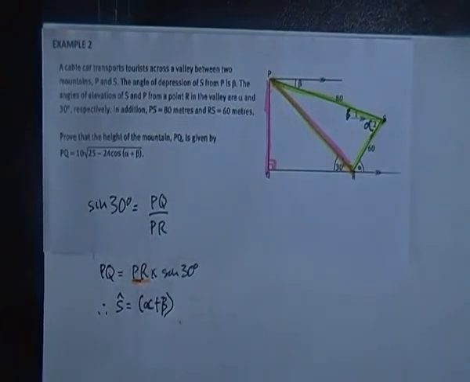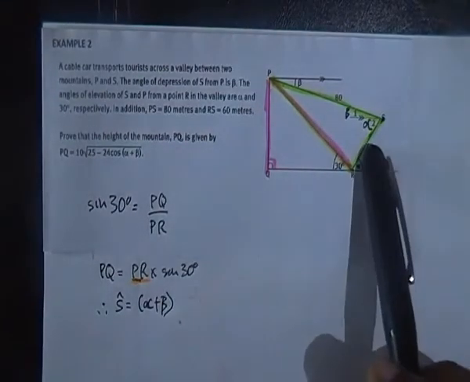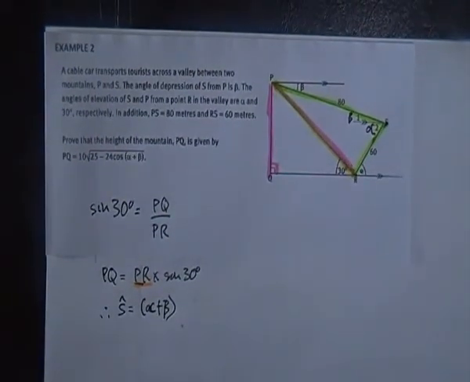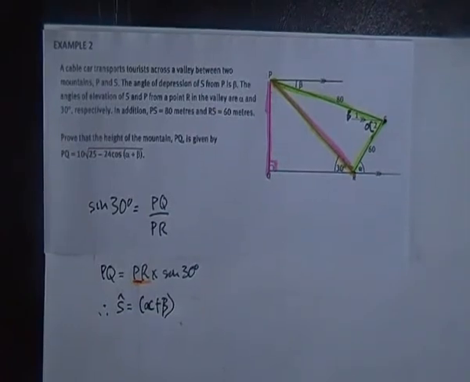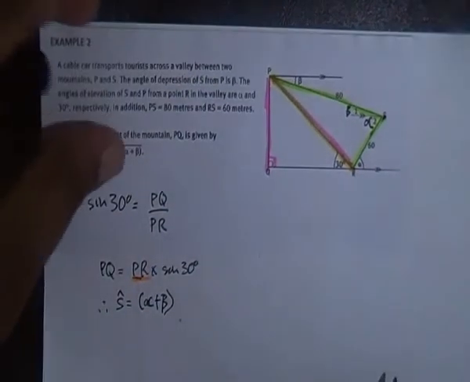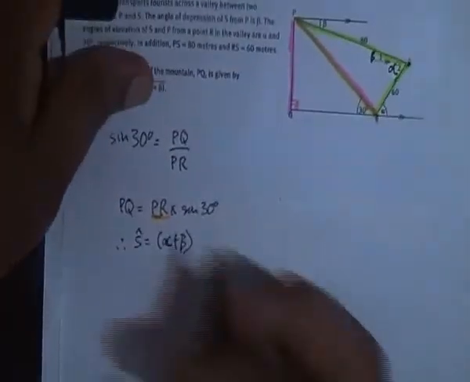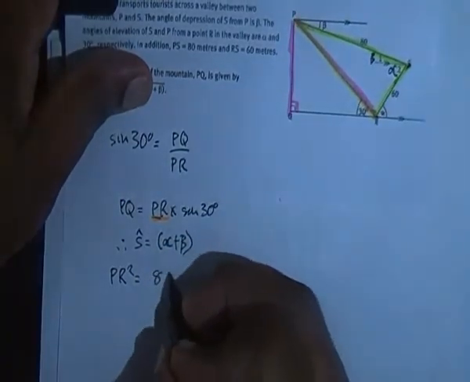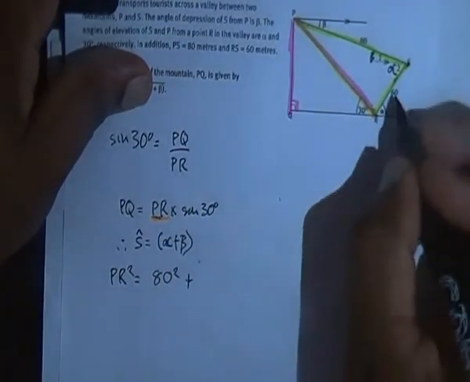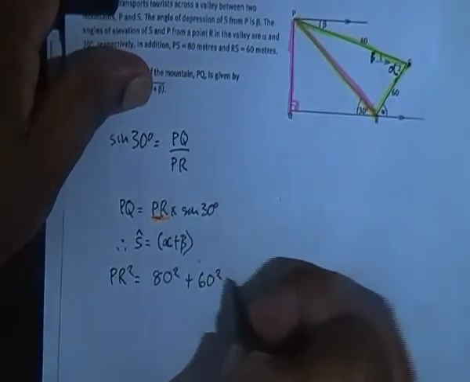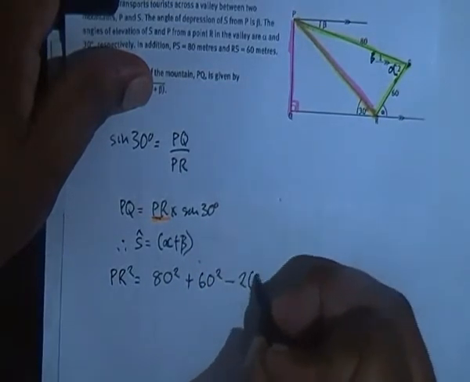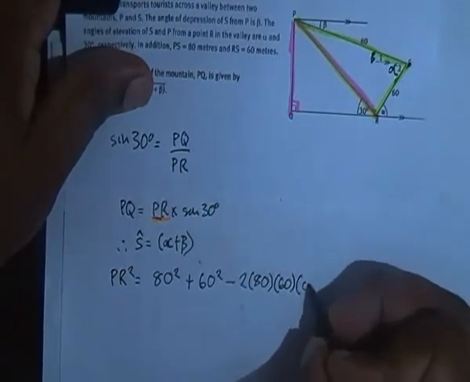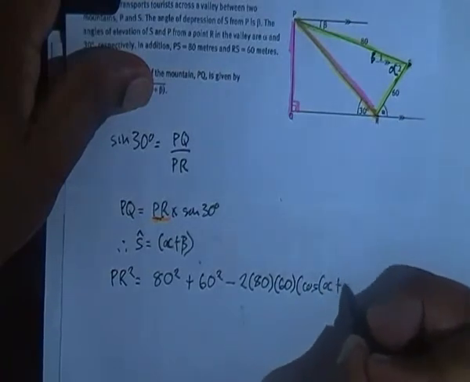We know 80, we know 60, we know this angle, and it's an included angle. So that means we're going to use the cosine rule here. To find PR squared according to the cosine rule, it's going to be equal to that side, 80 squared, plus that side, 60 squared, minus 2 times 80 times 60 times the cos of alpha plus beta.